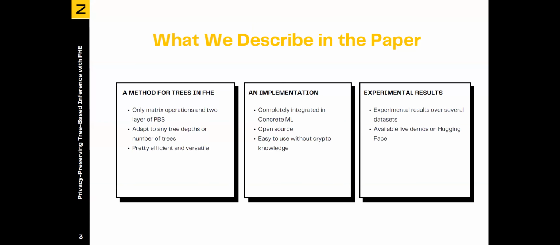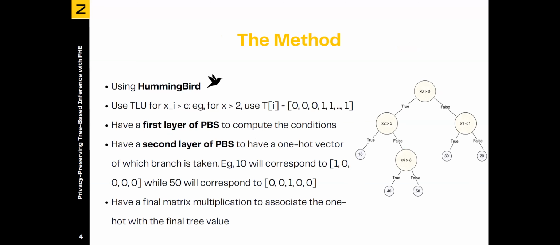So what we describe in the paper is a method that I'm going to describe here in the rest of the talk. Also an implementation. We have implemented this and you can try it if you want. And we also have some experimental results. We have tried the implementation over different data sets to see how accurate it can be or how fast it can be. So let's go now to the method.